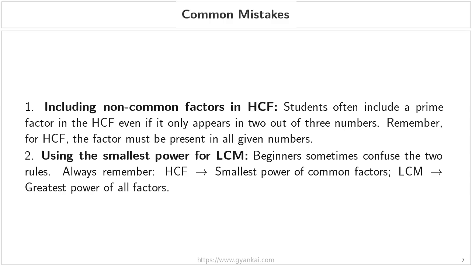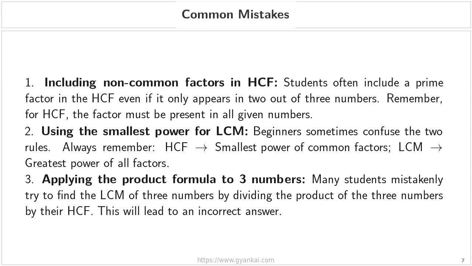Finally, and perhaps most importantly, do not try to apply the product formula to 3 numbers. As we saw in our important remark on slide 5, the rule where the HCF multiplied by the LCM equals the product of the numbers only works for 2 integers. Many students mistakenly try to find the LCM of 3 numbers by dividing the product of all 3 numbers by their HCF. As our example with 12, 18, and 30 proved, this will lead you to a much larger, incorrect answer. Always stick to the prime factorization method to ensure accuracy.